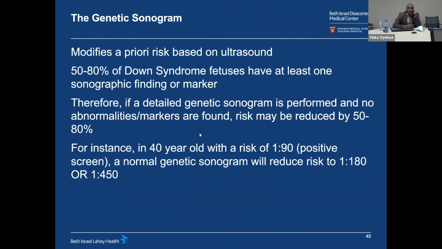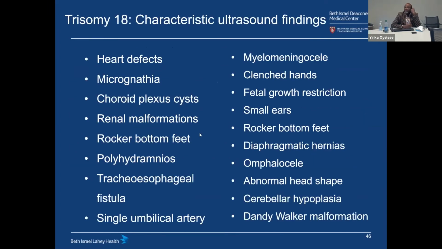Because it was noticed that most babies with Down syndrome had an abnormality, there was a concept of introducing what was known as genetic ultrasound. And the goal was to do an ultrasound, and if the baby looked entirely normal, you could say that the baby was unlikely to have Down syndrome, reducing their risk. And this was done for quite a while. But like I mentioned, subsequently, non-invasive testing came around.